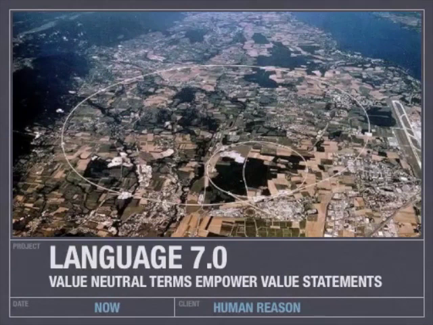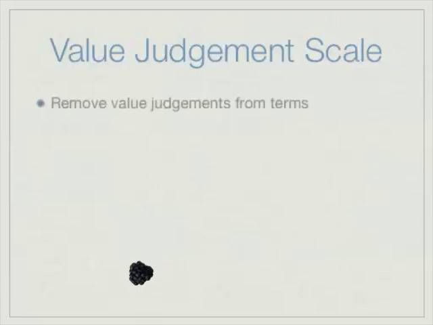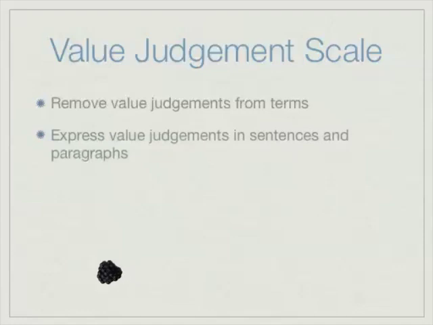So, boom, language 7.0, to be serious. Value neutral terms empower value statements. It's related to what I was just talking about, but all the words are going to change, so it might not be obvious to all of you that this is the same subject. Okay, so language 7.0, you have value judgment scale. And the point is to remove value judgment from terms. Express value judgments in sentences and paragraphs instead. So if a word like system brings with it some sort of emotional impact, remove that.